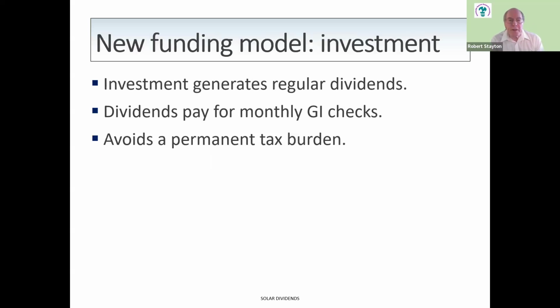We have developed a new funding model that provides a pathway around this roadblock, investment. An investment can generate money, and that generated money can be used to pay monthly guaranteed income checks. This gets around the barrier of needing to allocate taxes every year. But what kind of investment would be the best?